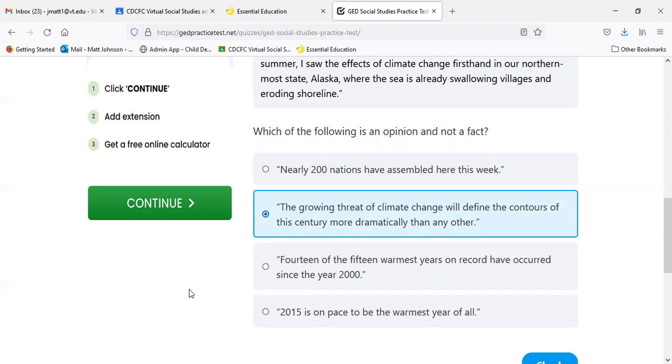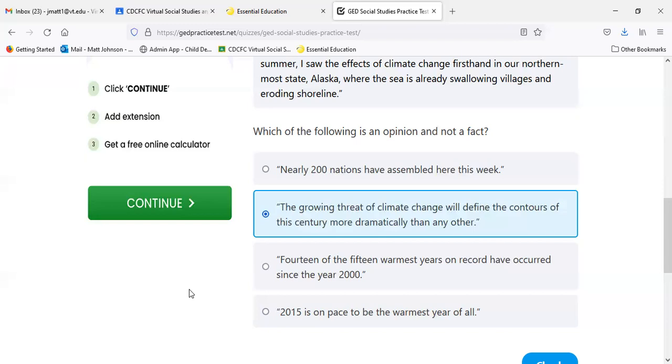social studies, where you may see a question like this on a test. What's fact and what's opinion here? First thing to think about: if they're throwing around numbers, that's pretty hard data, right? So that's typically facts. Nearly 200 nations have assembled here this week. That's verifiable. I always say about facts, you can verify that. 14 of the 15 warmest years on record have occurred since the year 2000. I can check that.